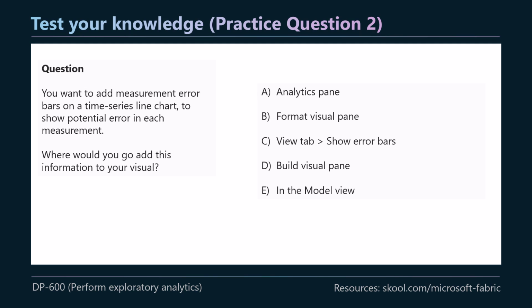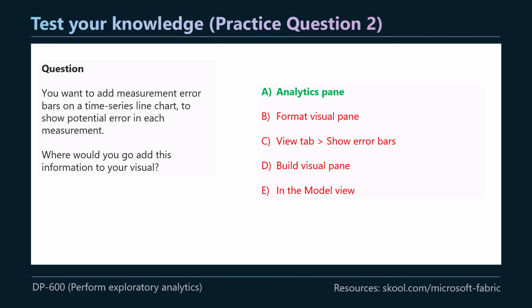Where would you go to add this information to your visual? Is it A, the analytics pane, B, the format visual pane, C, view tab and show error bars, D, the build visual pane, or E, in the model view? So the answer here is the analytics pane. When you're configuring the settings for a particular visual, there are 3 panes, or 3 different windows, that we can use to declare different settings, and the error bars functionality is included in the analytics pane.